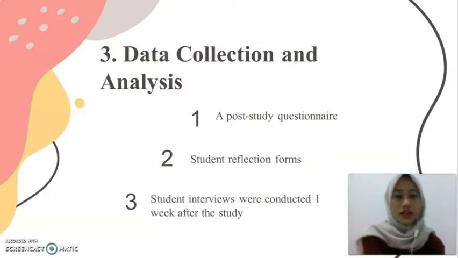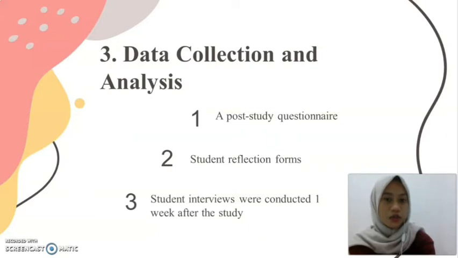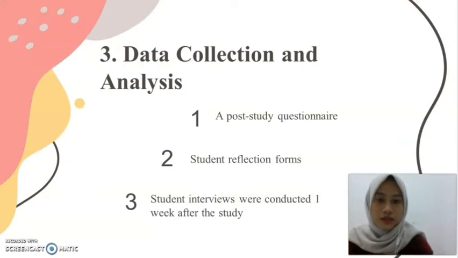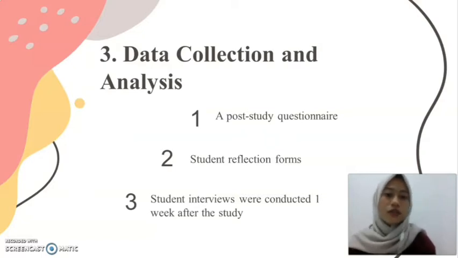Okay, next, data collection and analysis. These are the three instruments applied to measure students' perception of teacher feedback on their oral production. The first one is a post-study questionnaire, 1 week after the study, consisting of 5 scale questions, used to examine students' perception of teacher feedback via WeChat. The second one is student reflection forms, administered in the middle of the study and 1 week after the study, designed to ascertain whether students notice and comprehend teacher feedback. Each form includes a summary of feedback obtained, space to report usefulness of teacher feedback, and space for providing suggestions.